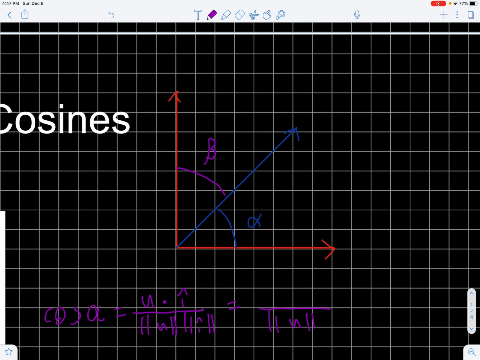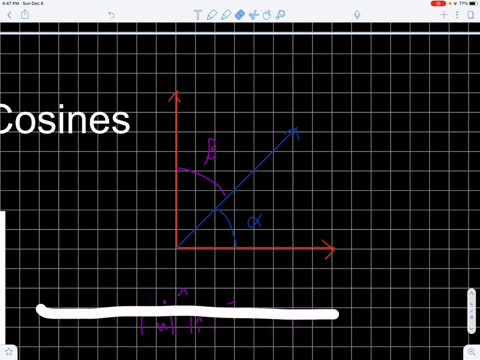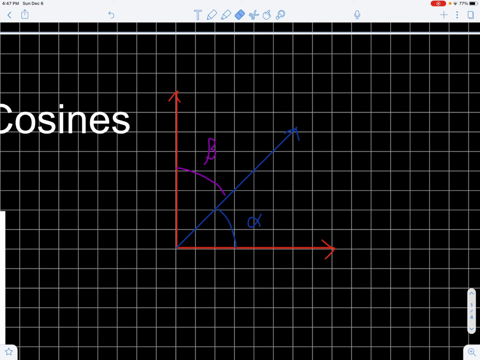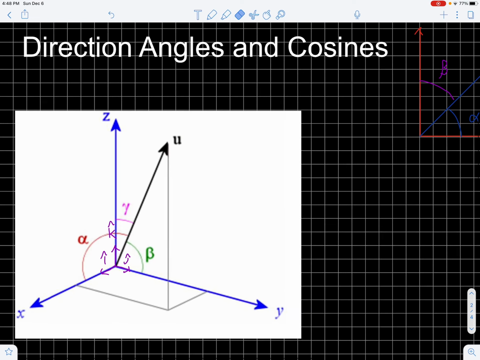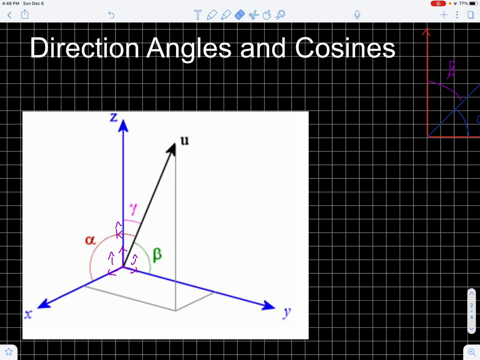Okay, so we have a vector in 2 space, and the direction vector in 2 space can be described by the angle it makes with the x-axis, alpha, and the angle it makes with the y-axis, beta. Now, in the case of 2 space, this is redundant, because if we know alpha, we automatically know beta, because we know that alpha plus beta equals pi over 2, or 90 degrees. But it does not operate that cleanly in 3 space.